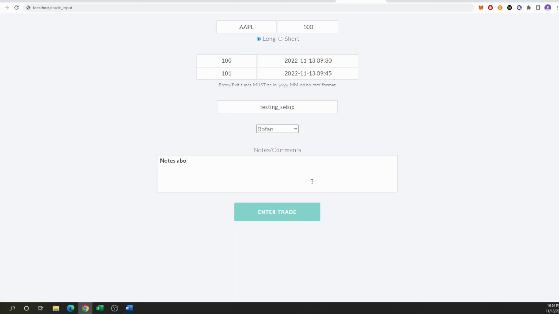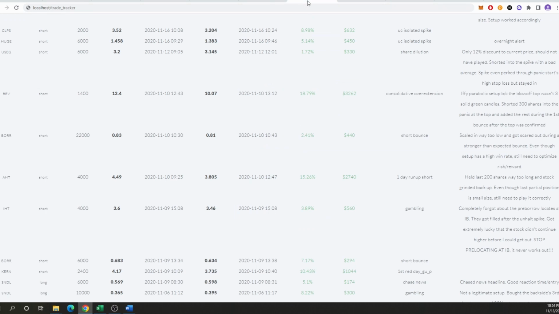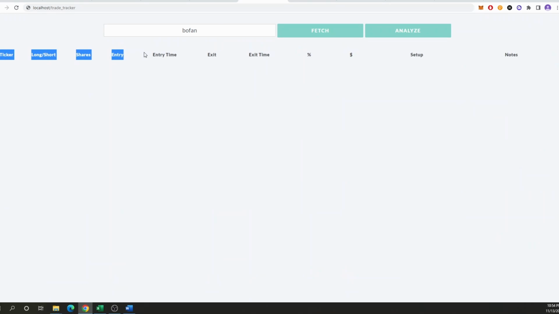Notes about what you did well and what you could have done better go here, right? You press enter and it goes into the database. It calculates all the values that I showed you earlier and enters them in the database. So what do you do with that data, right? You see two buttons. Fetching is just you see all your results.